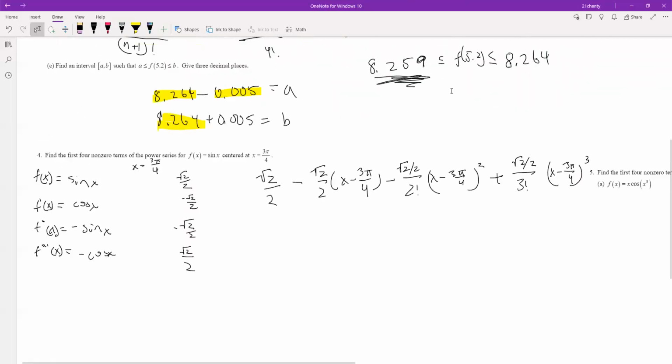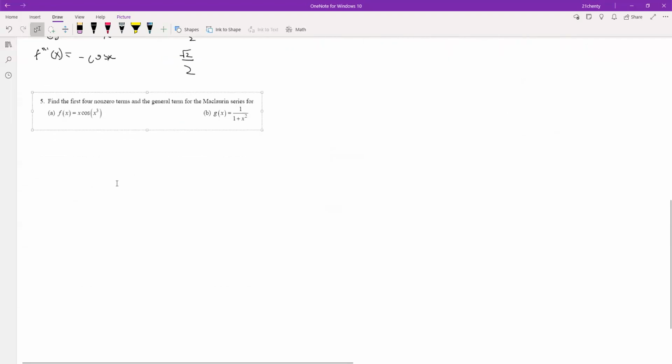We have, oh, paste it up here. Here we go. We are finding the first 4 non-zero terms and the general term for the Lagrange series of each of these. So since we're using the Lagrange series, we see the cosine of x cubed. So first we'll write down the first 4 non-zero terms of just cosine x, which is 1 minus x squared over 2 factorial plus x to the 4th over 4 factorial minus x to the 6th over 6 factorial. And now that's cosine x.